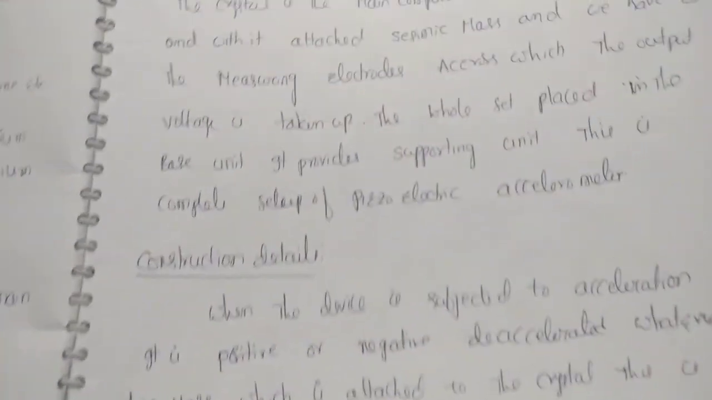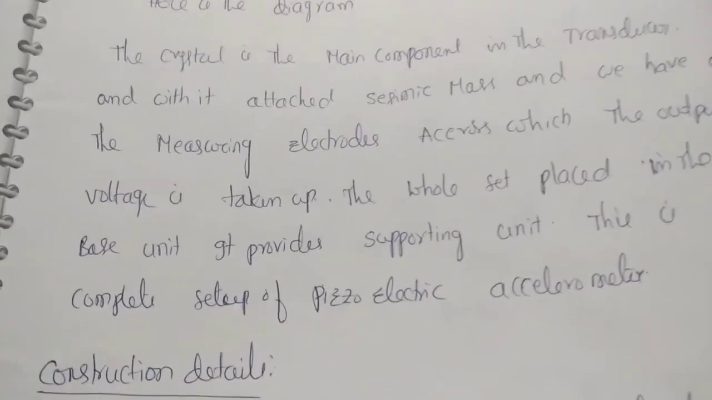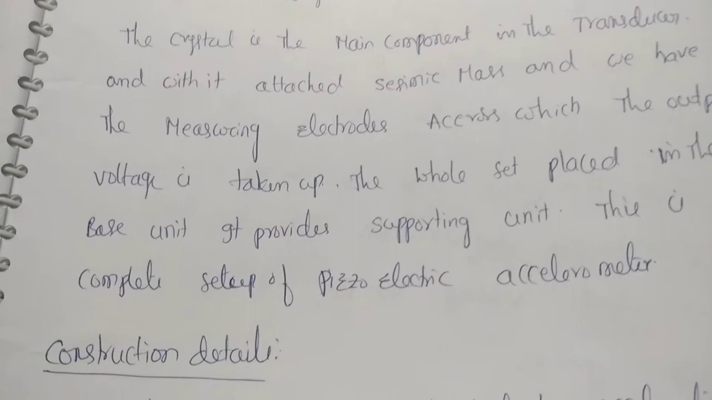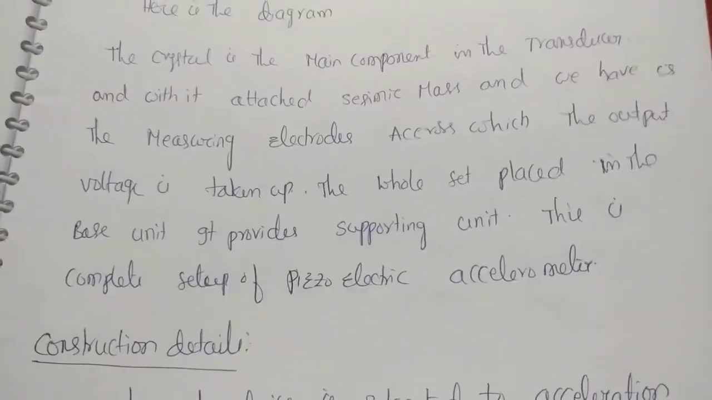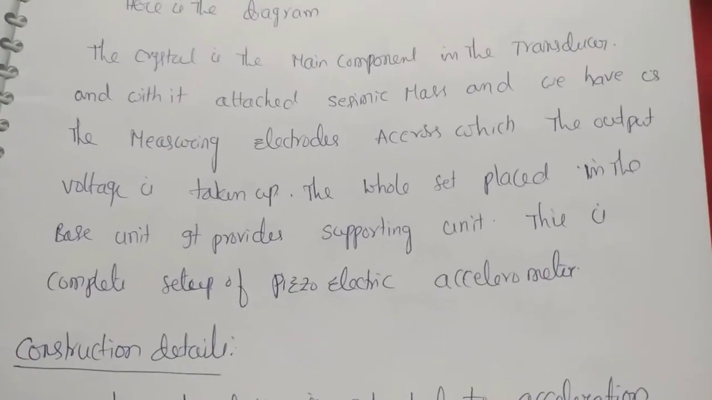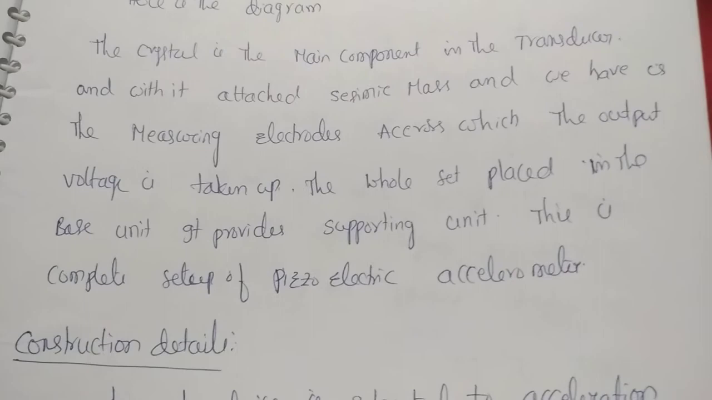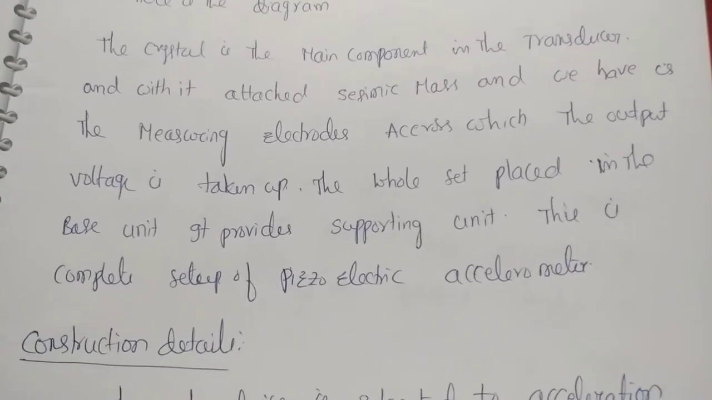Okay, so now let's see the construction of the piezoelectric transducer accelerometer. The crystal is the main component in the transducer. Normally there are different materials we discussed, and any of the materials can be used, but in the most popular accelerometers we normally use quartz crystals.